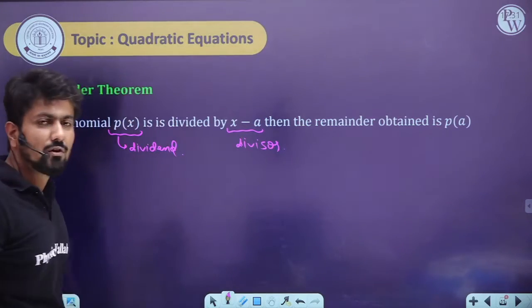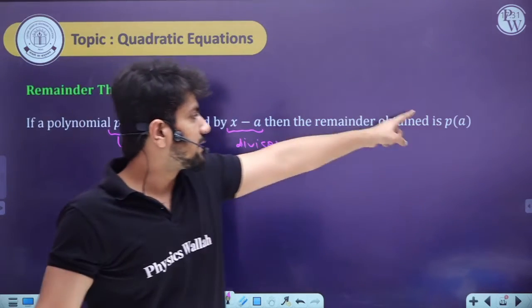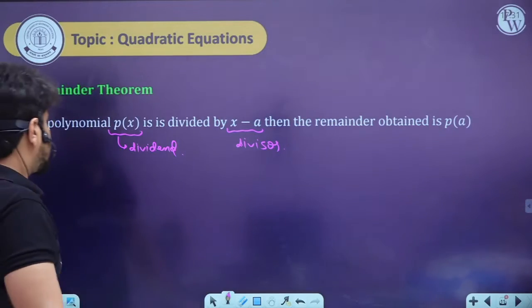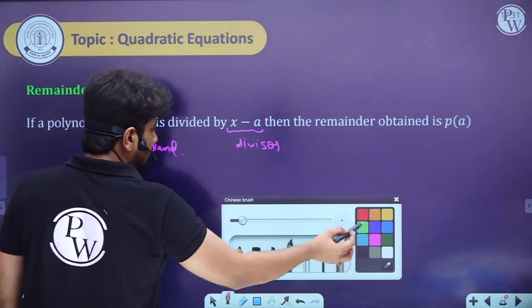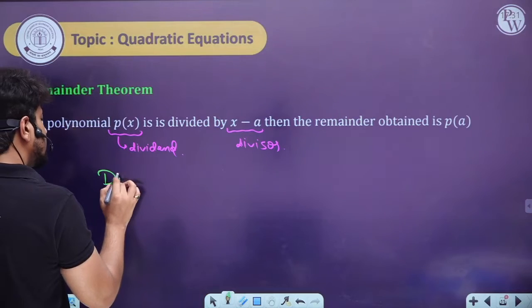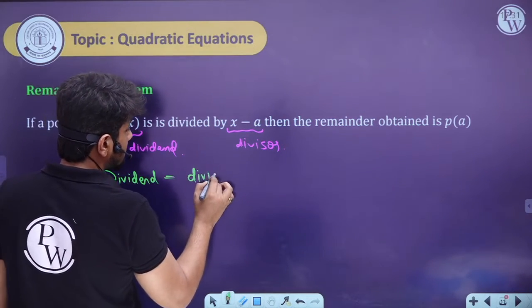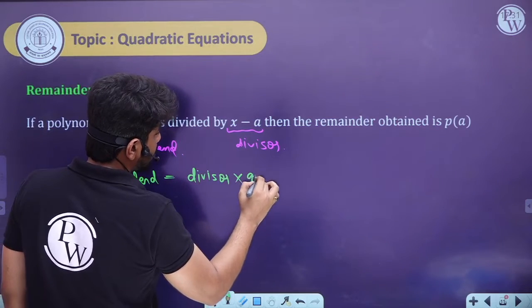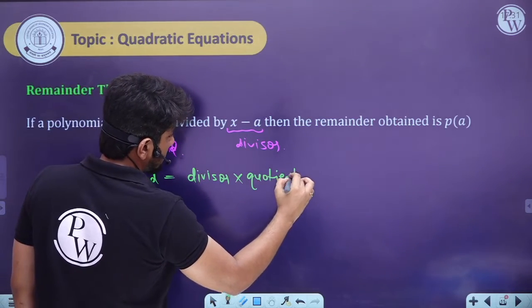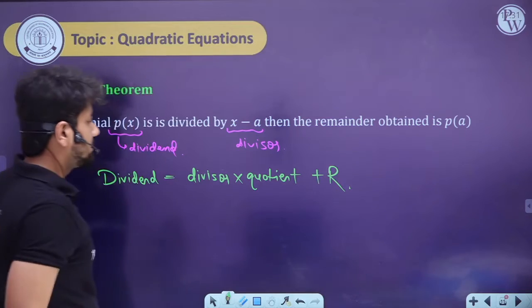And what are we looking for? Remainder. They are saying that remainder will be p of a. Let's understand. So again we know that dividend is equal to divisor multiplied by quotient plus remainder, right? This is the thing.